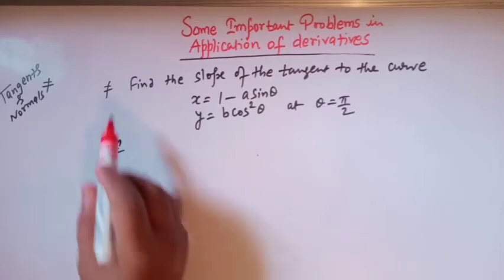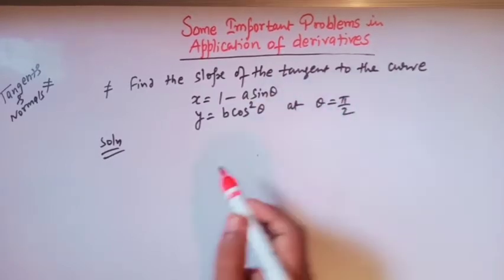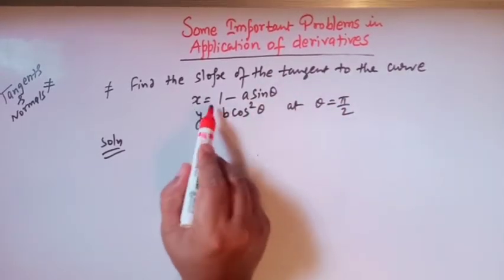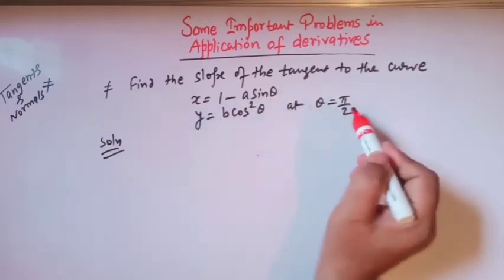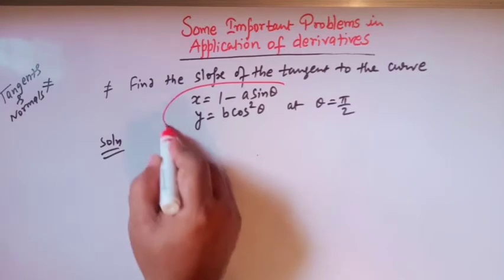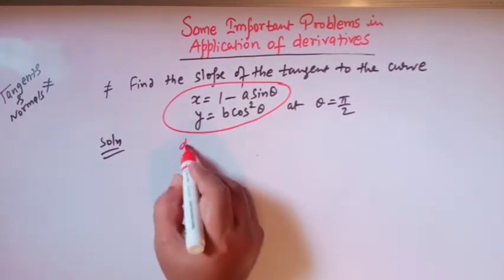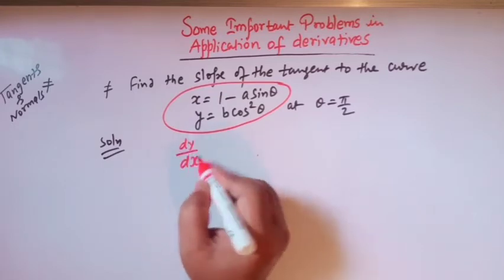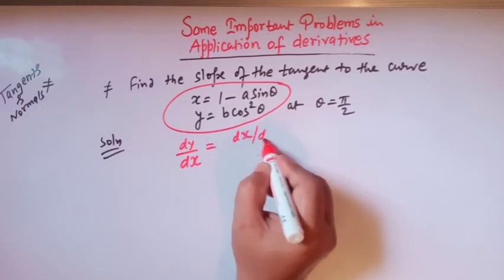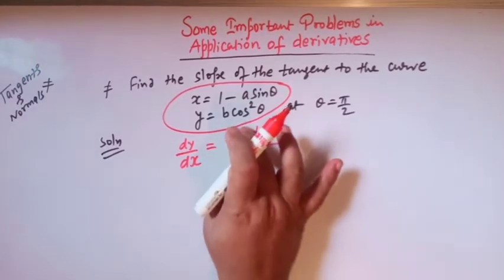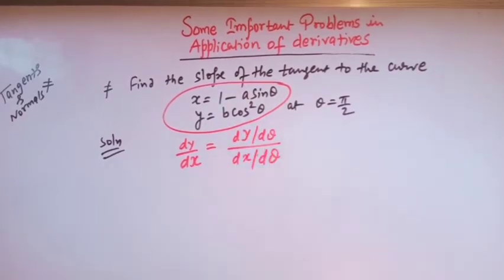Now viewers, this problem is again from tangents and normals. We have to find the slope of the tangent to the curve x equal to 1 minus a sine theta and y equal to b cos square theta at theta equal to pi by 2. Now here the equations are given in the form of parametric equations, so we have to find the slope, and slope is given by dy by dx, and dy by dx is given by dy over d theta divided by dx over d theta, right?